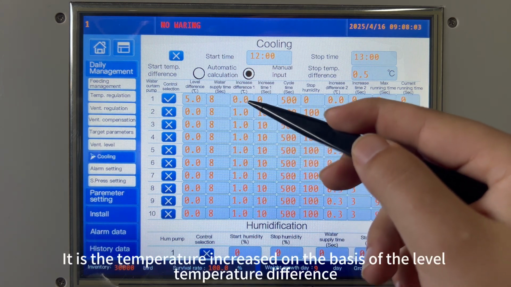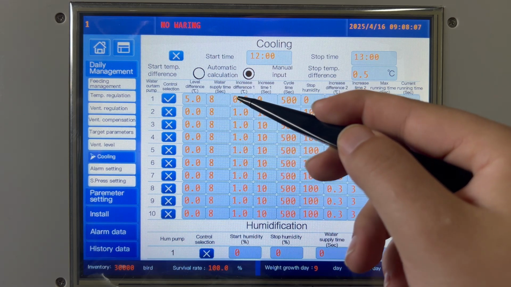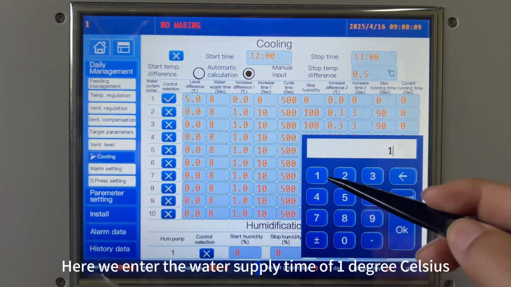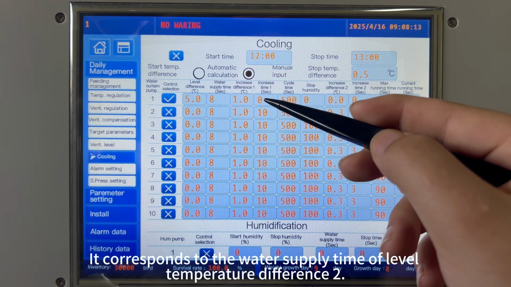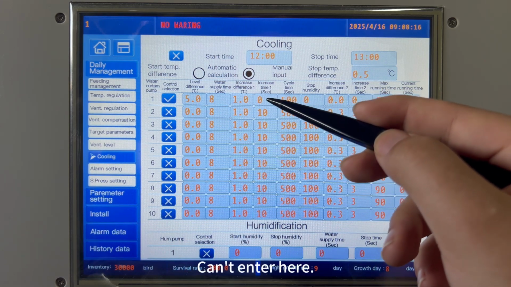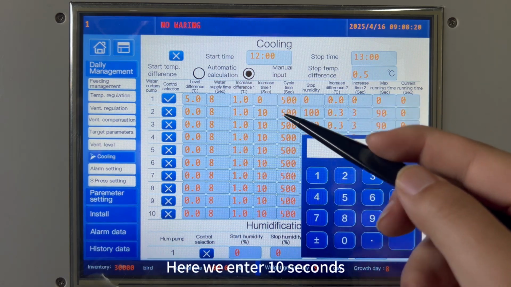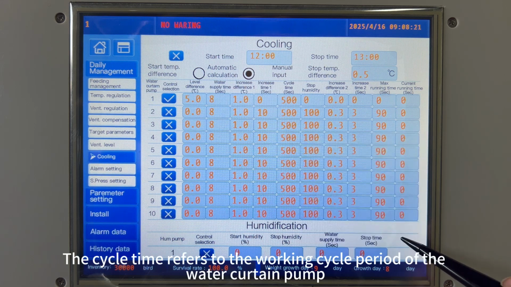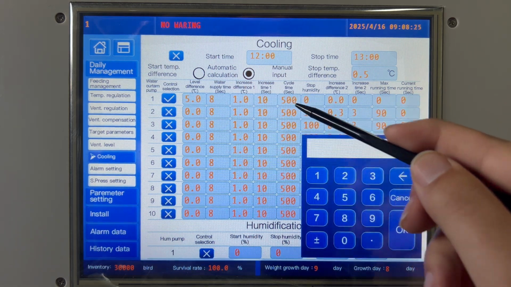Level 2 temperature difference is the temperature increased on the basis of the level 1 temperature difference. Here we enter 1 degree Celsius. The water supply time corresponds to the level 2 temperature difference. The number of seconds entered here cannot be less than the level 1 water supply seconds. Here we enter 10 seconds. The cycle time refers to the working cycle period of the water curtain pump.